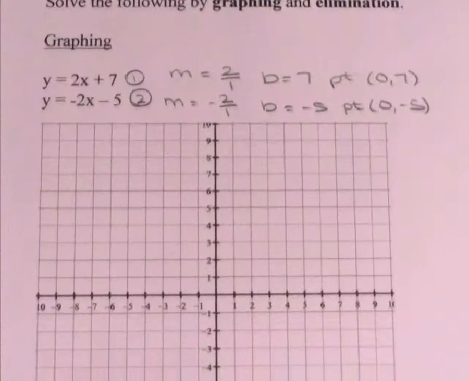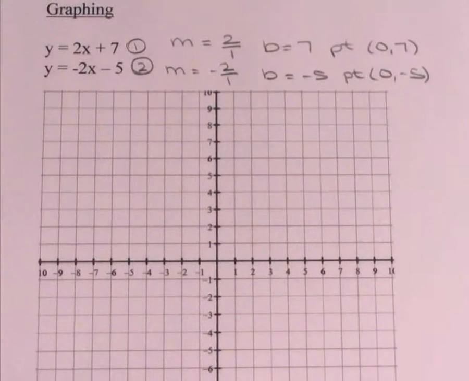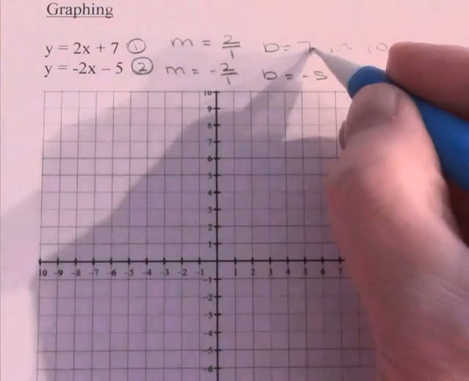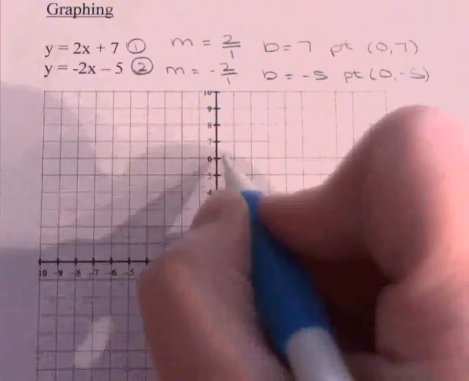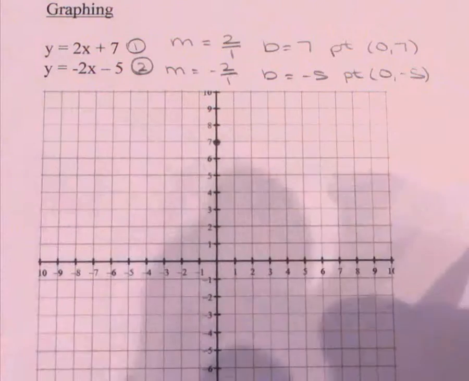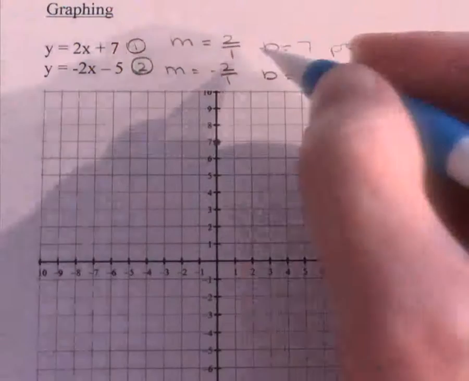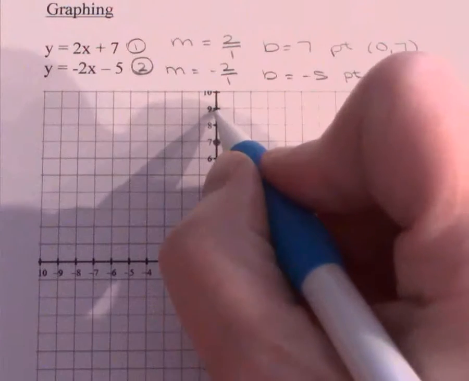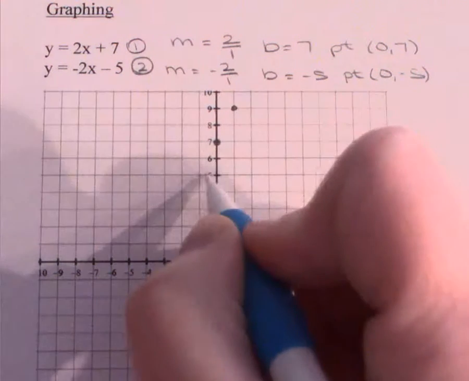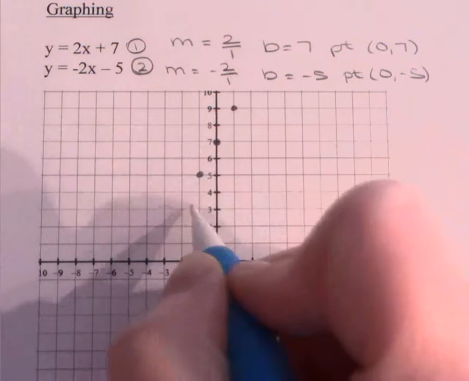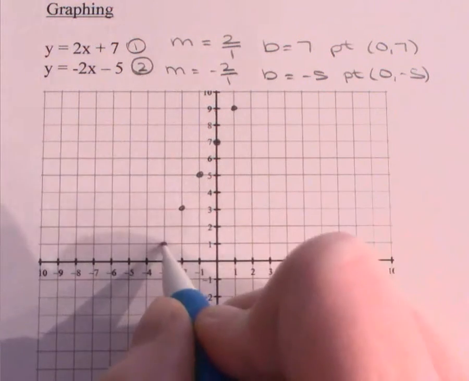So I'm going to go and put that on the graph. So the y-intercept was 7, I'm going to graph the point 0, 7. So I'm going to go to 0, 7, I'm going to put that on the graph. The slope is 2 over 1, so I'm going to go up 2 and over 1. I'm going to have to go backwards, down 2 over 1, and I'm going to keep doing that.